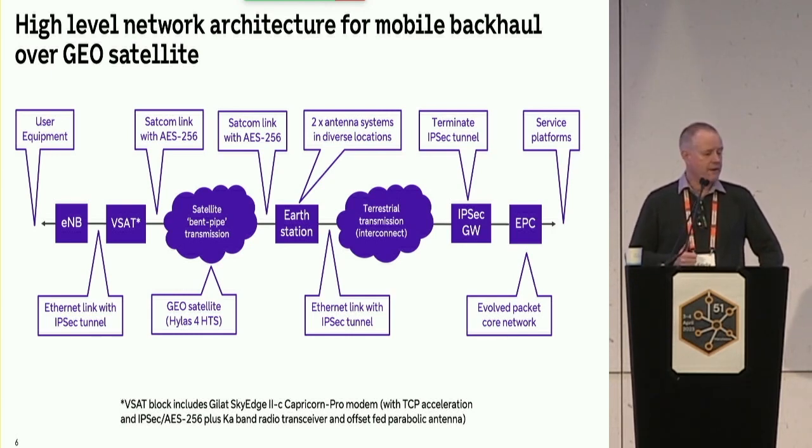So we arrive back down at the Earth station. We then actually terminate the encryption that comes over the satellite link, and re-encrypt in the IPsec tunnel. Same as the other end, we use authentication headers and we're using encryption here over the terrestrial transmission, and that's completely diverse, to an IPsec gateway before we hand off into the EPC, the Evolved Packet Core. So that's the system we have in place today.